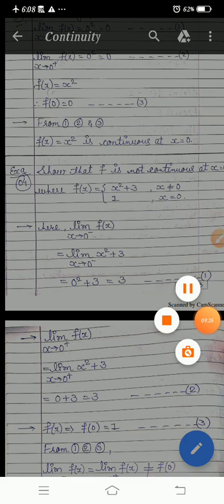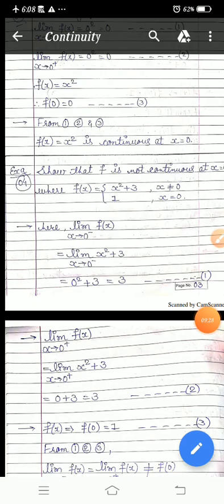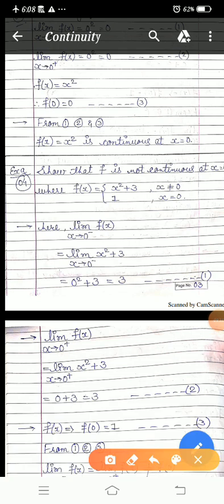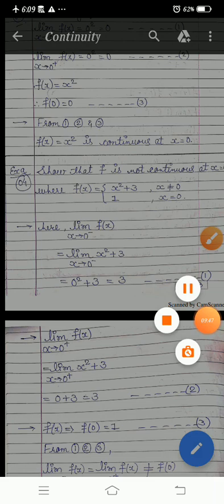Now for the right hand side limit, that means limit x tends to 0 plus f of x. Here the function is x square plus 3. So again it will be 0 square plus 3, and 0 square plus 3 means 0 plus 3 equals 3. So that will be our equation number 2.